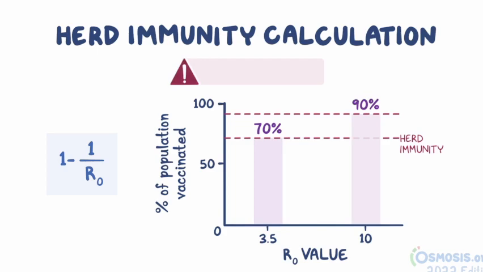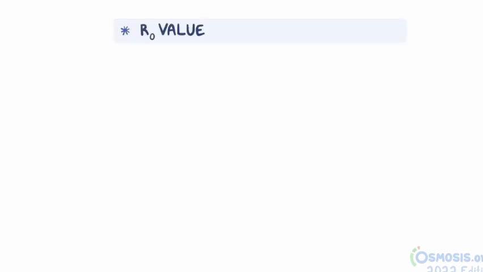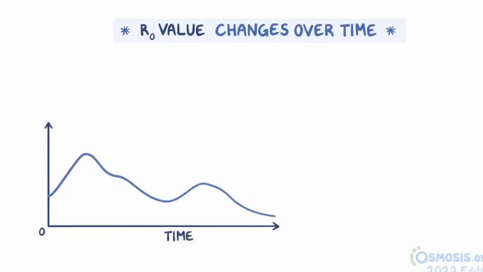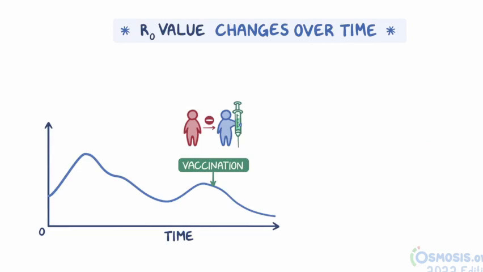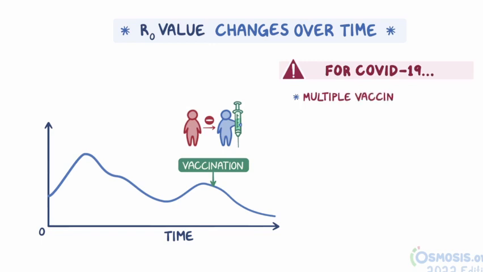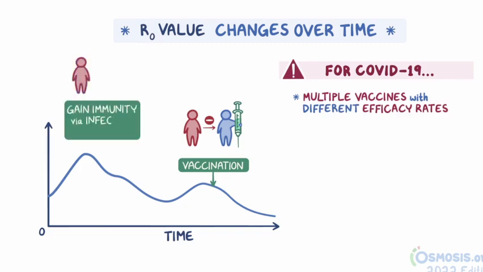But there's a complication. Many people travel between regions frequently, which makes the true herd immunity number hard to calculate. R0 values within a region also change over time. As more people are vaccinated, transmission of the disease drops, which drops the R0 value. But for COVID-19, this too is complicated, as multiple vaccines are being administered, and each of those vaccines has a different efficacy rate. Similarly, as people are infected with and recover from COVID-19, they gain immunity to the disease, which also decreases the R0 value.